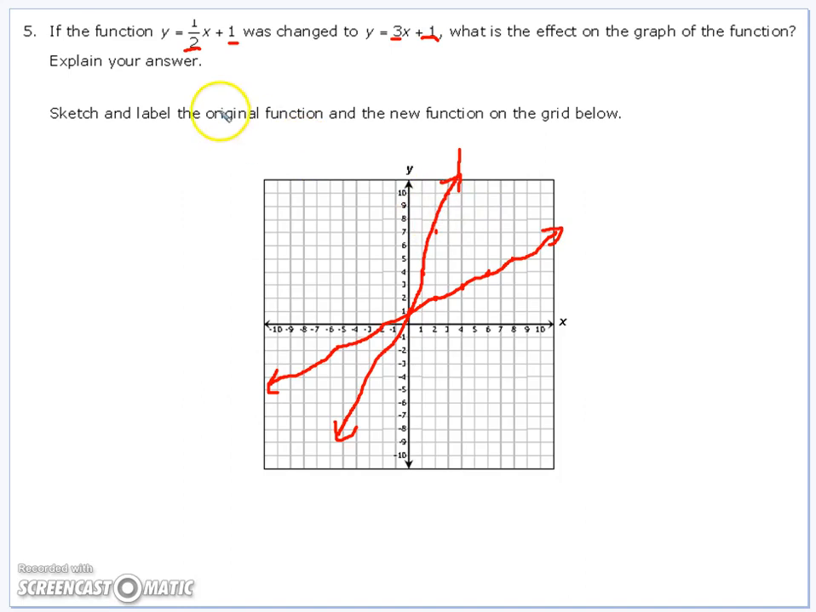Okay, well this concludes our discussion of the effects of changing the slope and the y-intercept of your equation and how it affects your graphs. Thank you.